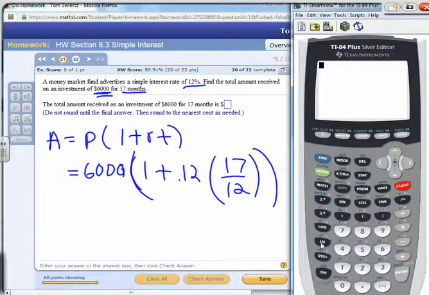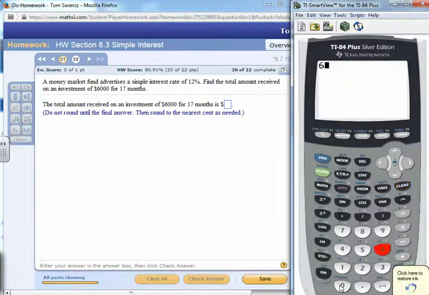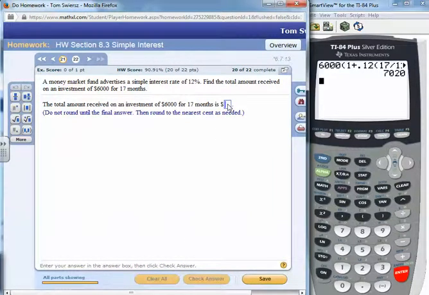So putting the numbers in the calculator: 6,000 left paren 1 plus the rate, 0.12 as a decimal, times 17 months, so I have to divide by 12. I need to close parentheses around 17/12, and then another right paren to close 1 plus RT, so I need to end with 2 right parens, and I get $7,020.